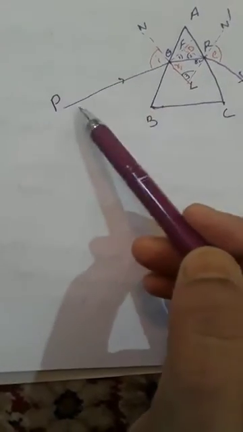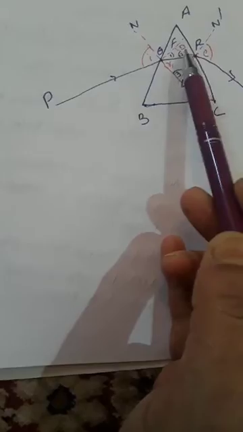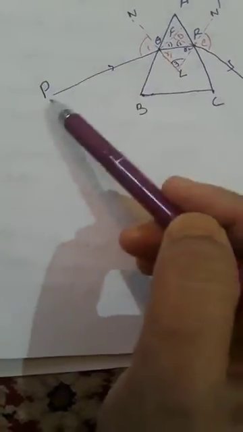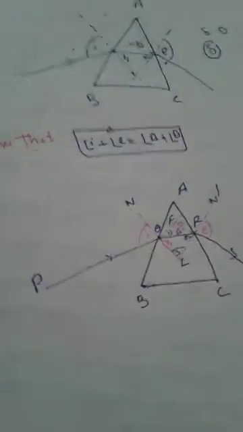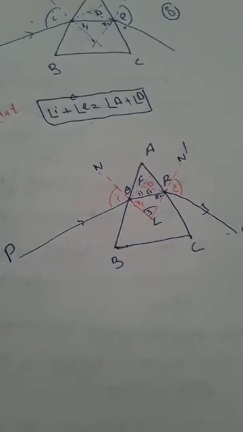We are producing this PQ and SR. We are producing PQ and SR, and they are meeting at F. This angle is the angle of deviation. Now we have to prove angle I plus angle E is equal to angle A plus angle D.